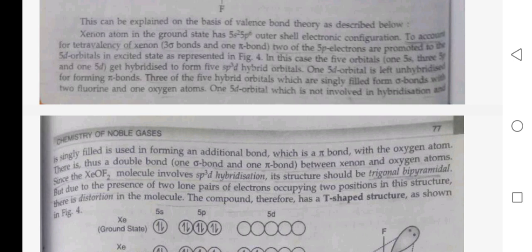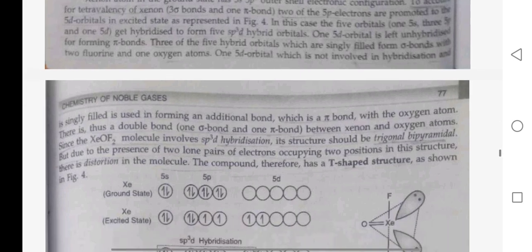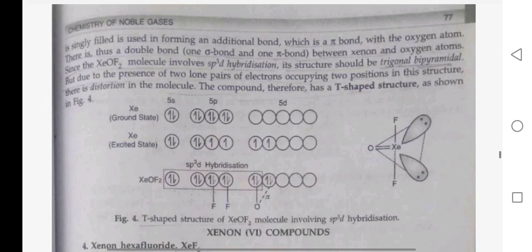Three of the five hybrid orbitals, which are singly filled, form sigma bonds with two fluorines and one oxygen atom. One 5d orbital, which is not involved in hybridization and is singly filled, is used in forming an additional bond, a pi bond, with the oxygen atom. There is thus a double bond between xenon and oxygen. Since the xenon oxyfluoride molecule involves sp3d hybridization, its structure should be trigonal bipyramidal, but due to the presence of two lone pairs of electrons occupying two positions in this structure, there is distortion in the molecule. The compound therefore has a T-shaped structure.